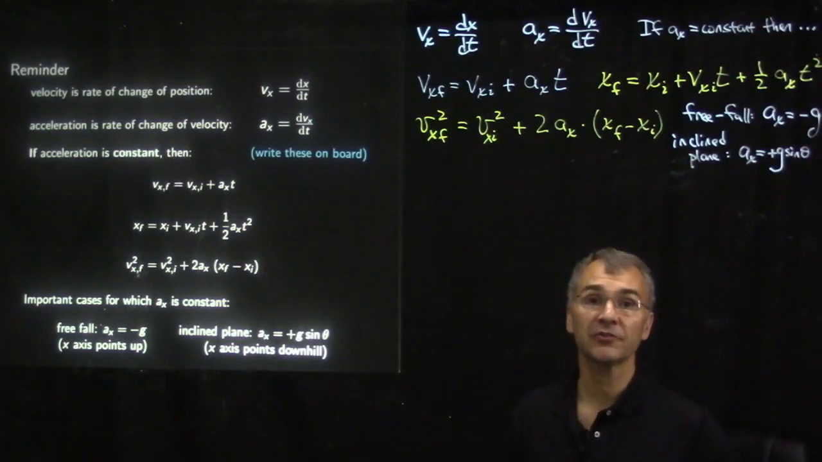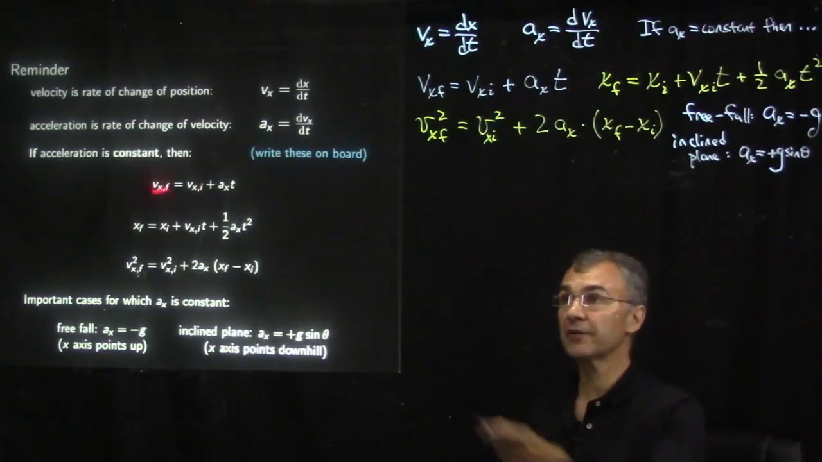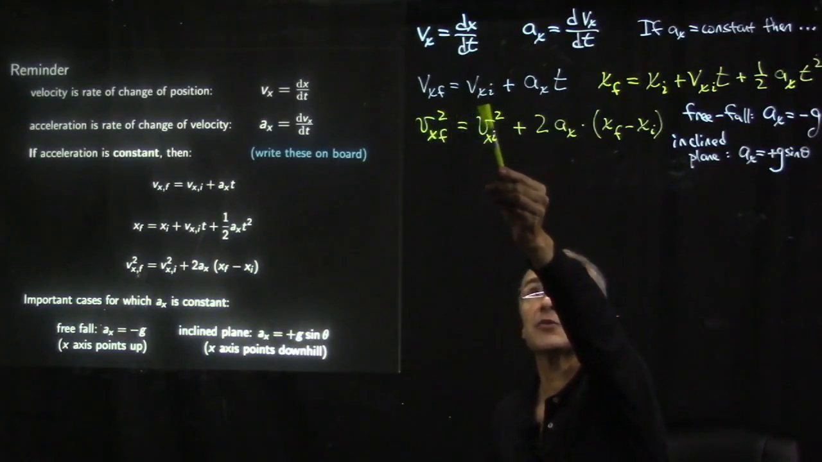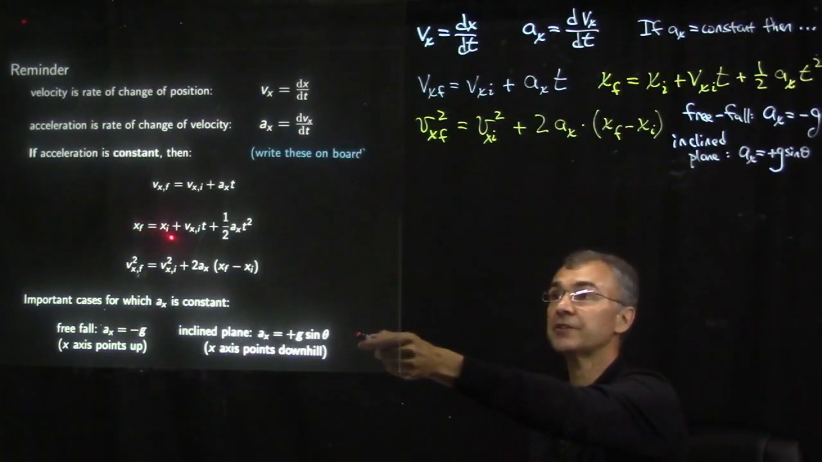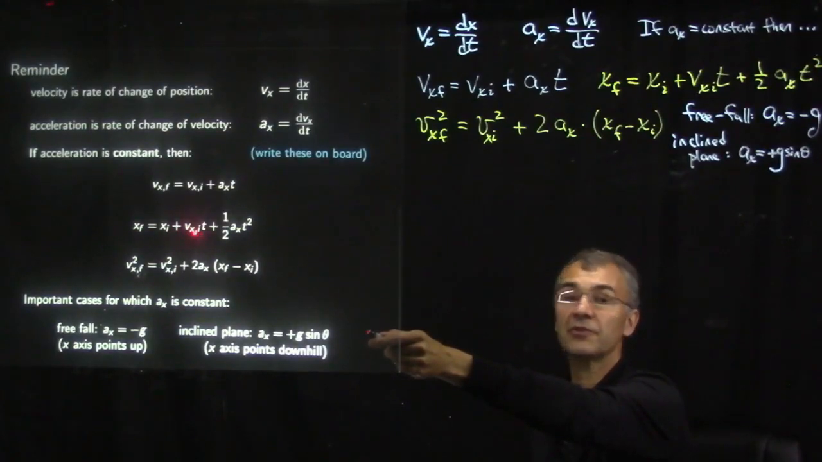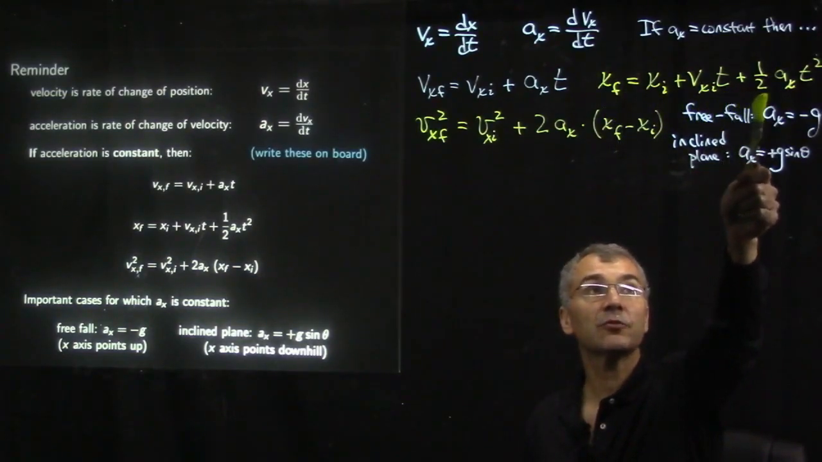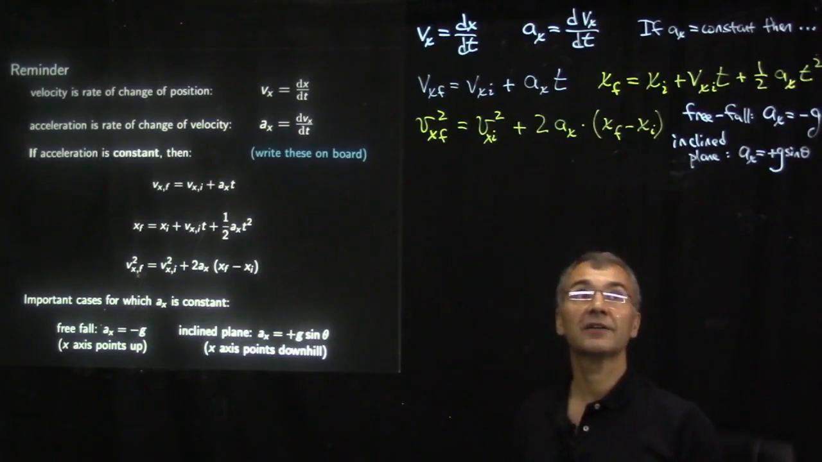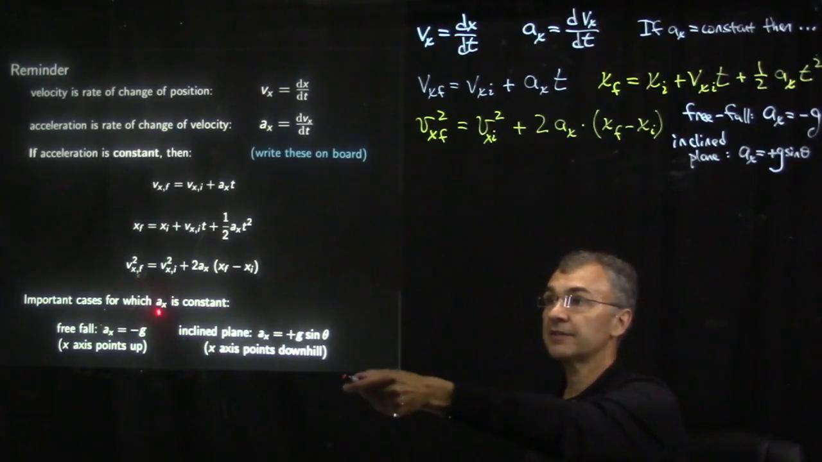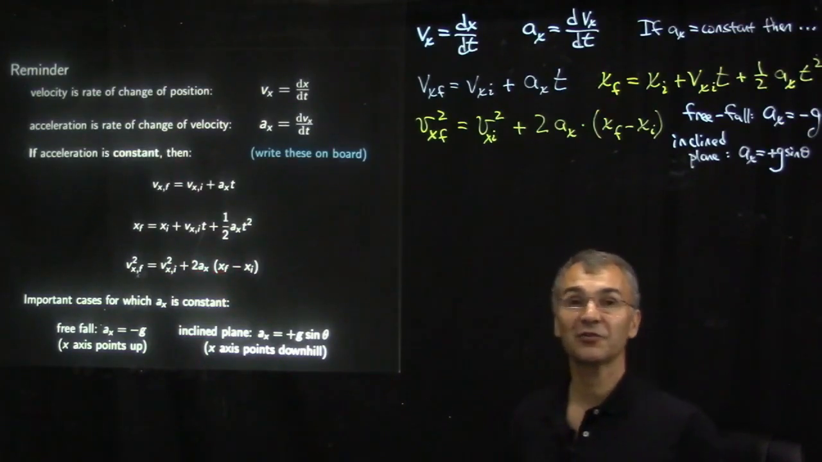If acceleration is constant, and we're in one dimension now, so if the acceleration in the x dimension is constant, then we can work out, using a little bit of math, that Vx final equals Vx initial plus a sub x times time. And x final is x initial plus Vx initial t plus 1/2 a sub x t squared. And then if you combine these two and eliminate the time, you can get that Vx final squared equals Vx initial squared plus 2 times a sub x times (x final minus x initial).